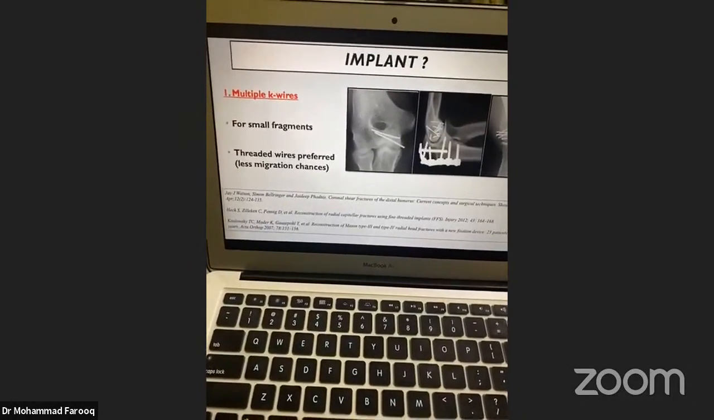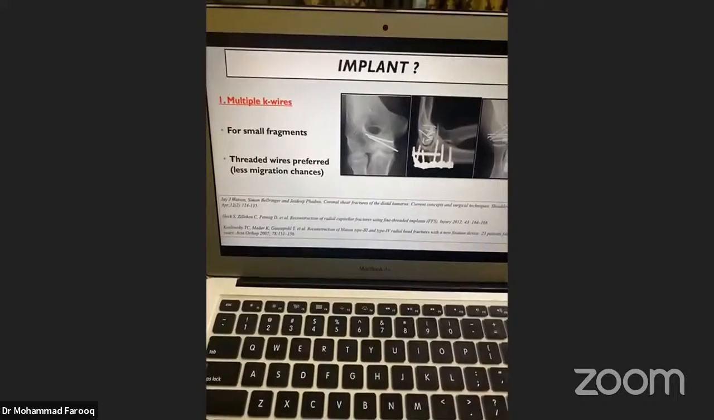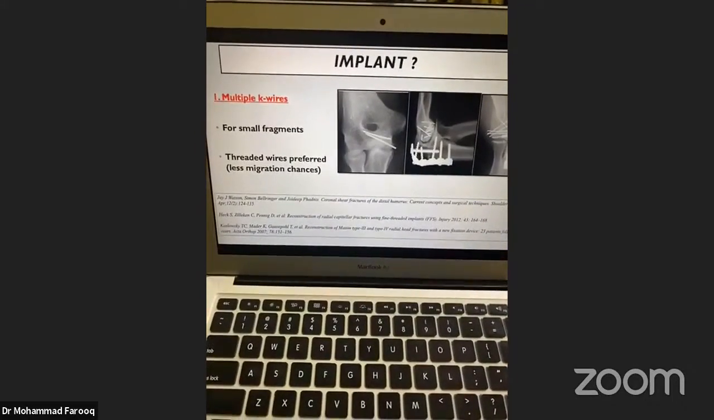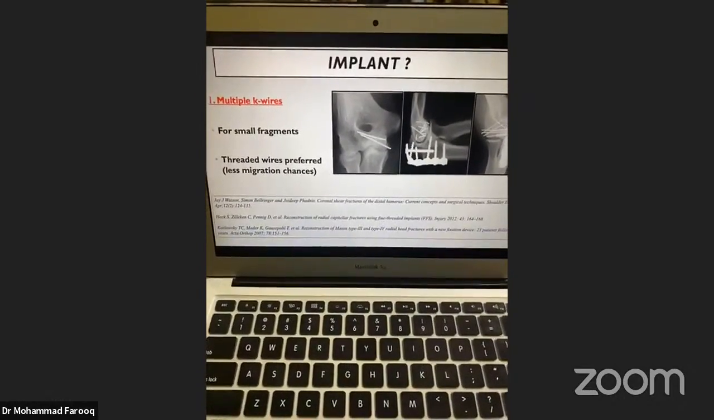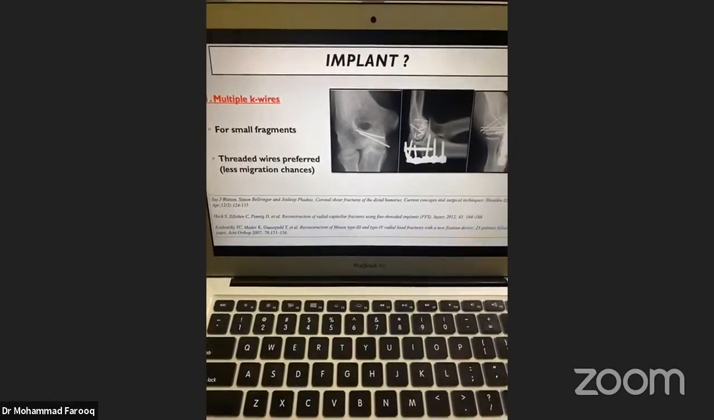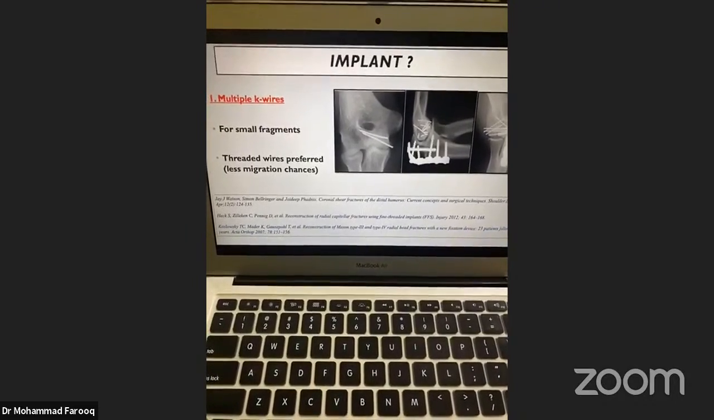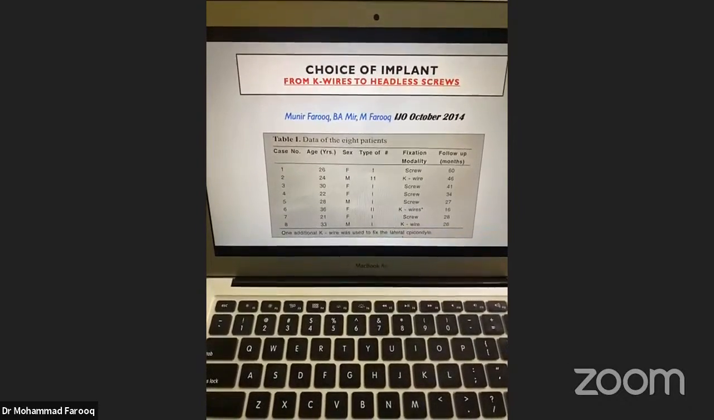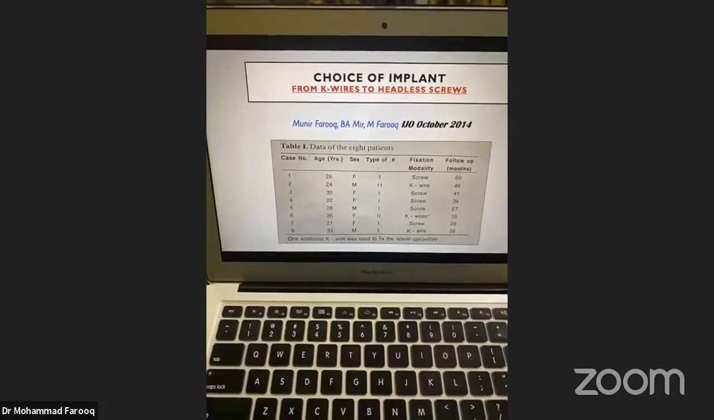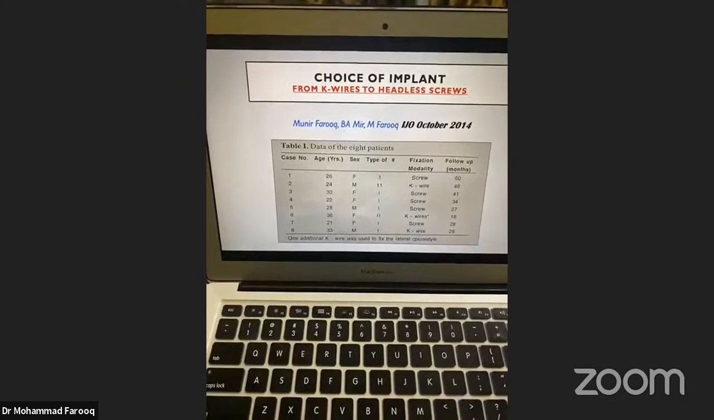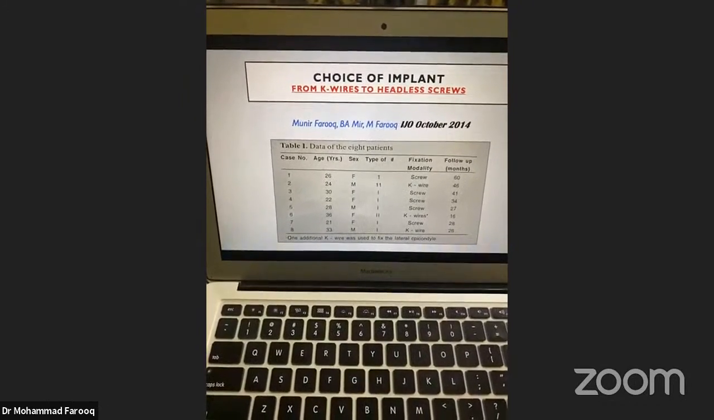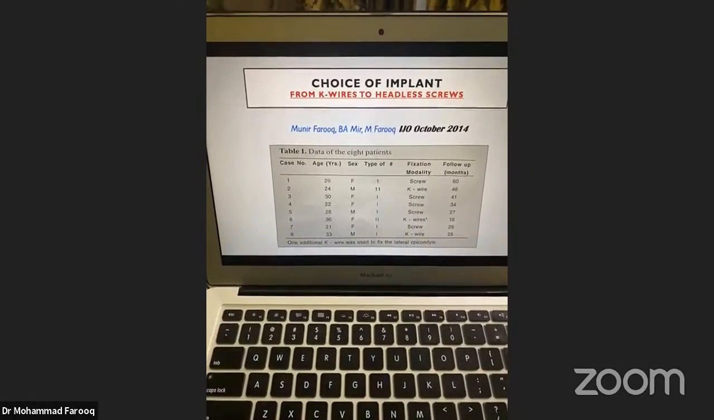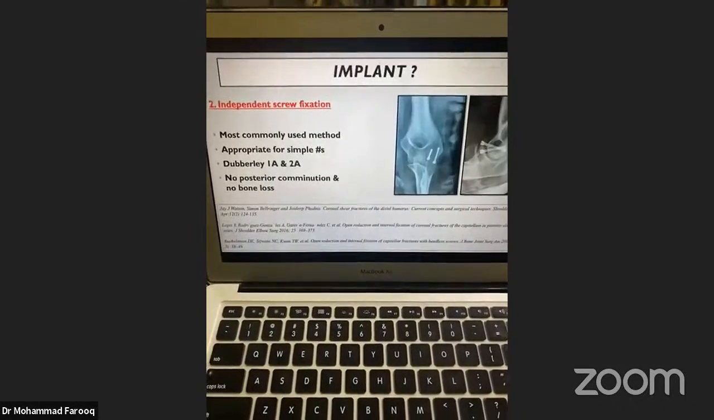As far as implants are concerned, as our knowledge about the fracture anatomy has improved, and CT scan has really helped us in knowing the exact anatomy of these fractures, implant quality has also improved over a period of time. When we first published our results in 2004, we used only K wires in three cases, and hardly had any access to headless screws at that time. But now we have better implants available for fixation.